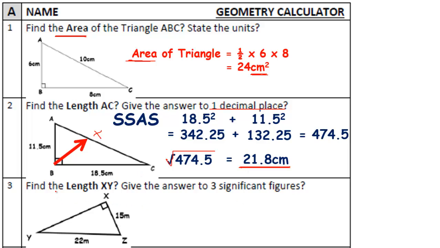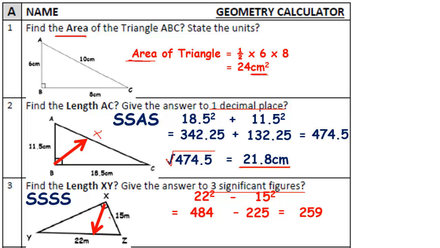Question 3. Find the length of XY. Give the answer to 3 significant figures this time. So this time it says give your answer to 3 significant figures. If I look at this, draw the arrow coming out, there's a number there, so I'm going to do SSSS. So square, square, subtract, square root. Square the 22, square the 15, subtract them, and I'll get a number of 259. Square root the whole thing. Okay, square root the whole lot.